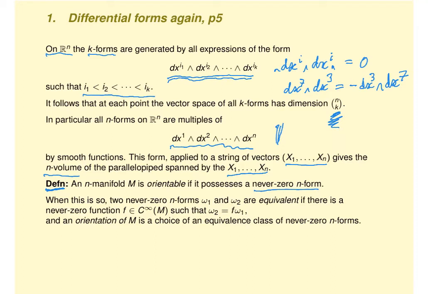So, going back to the definition, assuming that your manifold is orientable, two never-zero n-forms are said to be equivalent if there's a never-zero smooth function f such that omega 2 equals f times omega 1. And of course that's symmetric and it's reflexive and transitive. So it's an equivalence relation, and an orientation on M is a choice of an equivalence class, one of the two equivalence classes of never-zero n-forms.